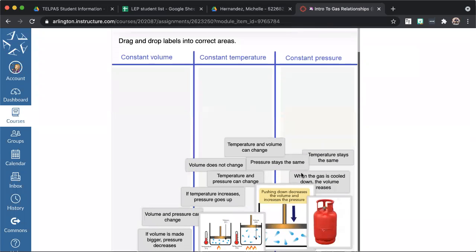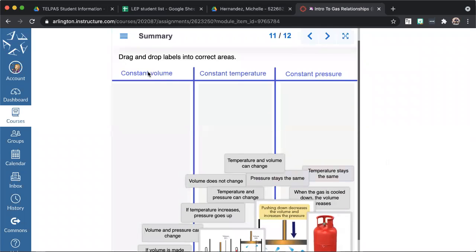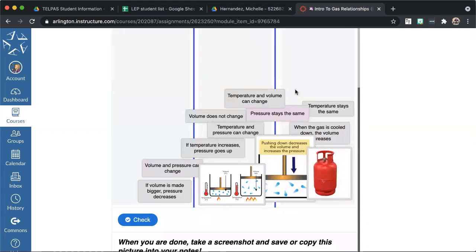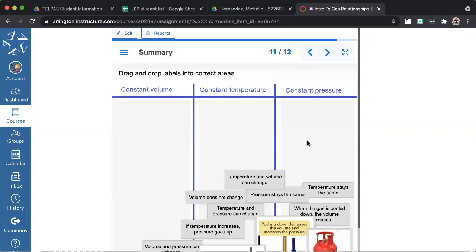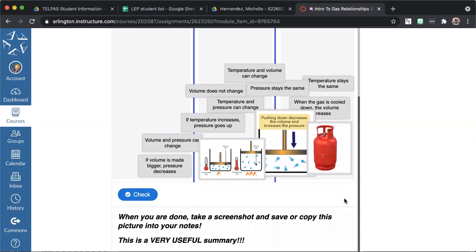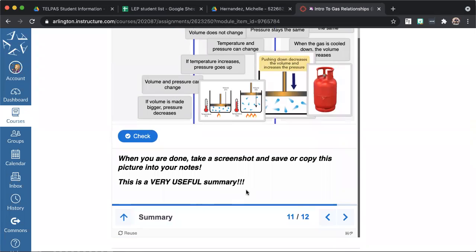And then at the very end here, it has kind of a summary thing. So if you have constant volume, you're going to drag some of these to fit over here. If you have a constant temperature, you're going to drag some of these. And if you have a constant pressure, you're going to drag and drop all of these different descriptions and pictures under whatever correct area you believe they go under, and you can check. Okay. And this is a really good summary. It summarizes all of the relationships between pressure, volume, and temperature.